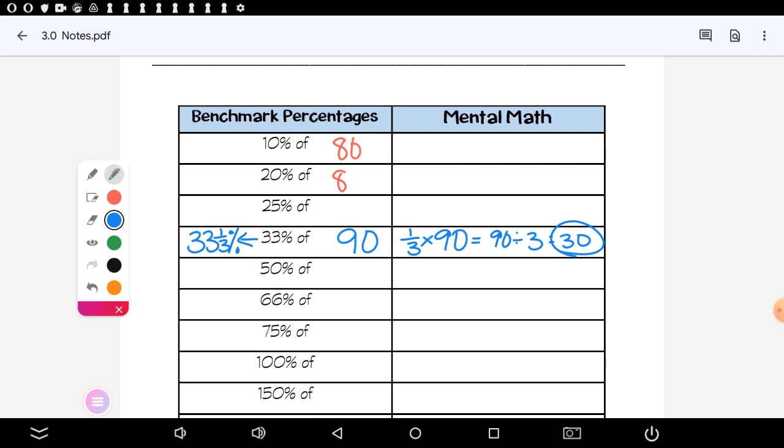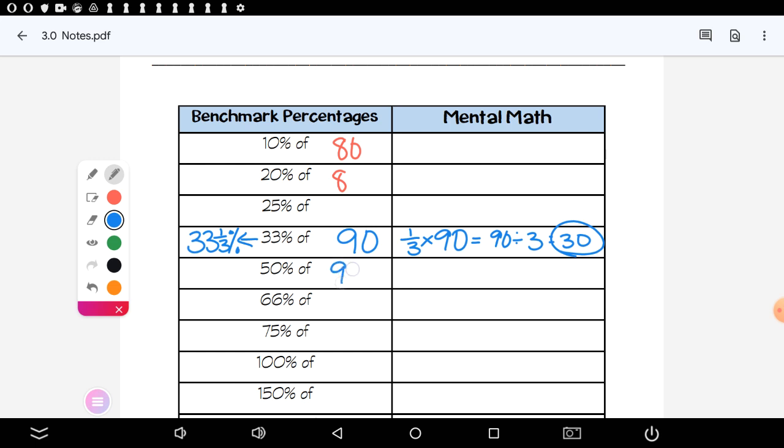If I had 90 cookies and I said Addie gets 1/3 of them, she would get 30 cookies. If I said Addie gets 33 1/3% of them, she would get 30 cookies. If I said Addie gets 0.3 of them, Addie would get 30 cookies. It's all the same thing.